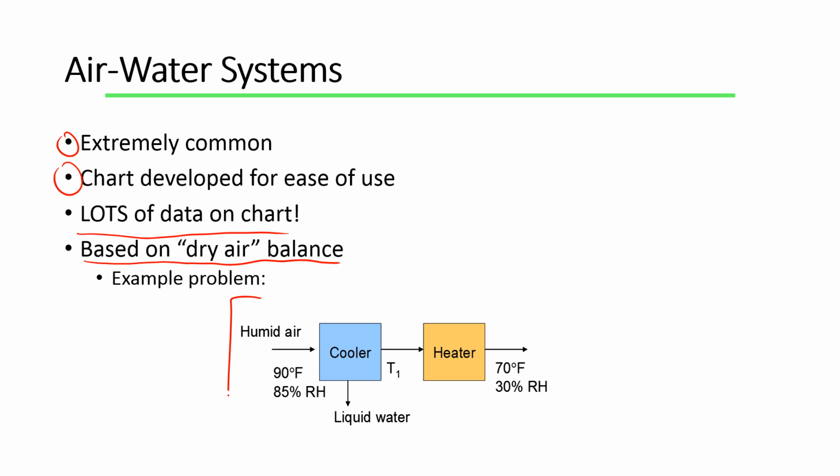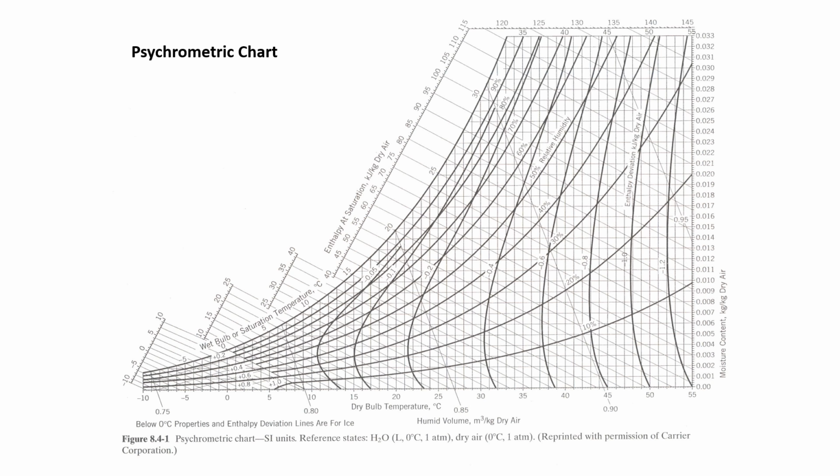So for example, we previously covered an example like this where you have humid air, you have a cooler, and you have to find out what temperature T1 is in order to get 70 degrees Fahrenheit and 30% relative humidity after you heat it. So this is going to be 100% relative humidity here, and then what you can do is find the water content here and find out what temperature that becomes 100% relative humidity. So we've done that in the past, but now we're going to go on to this psychrometric chart.